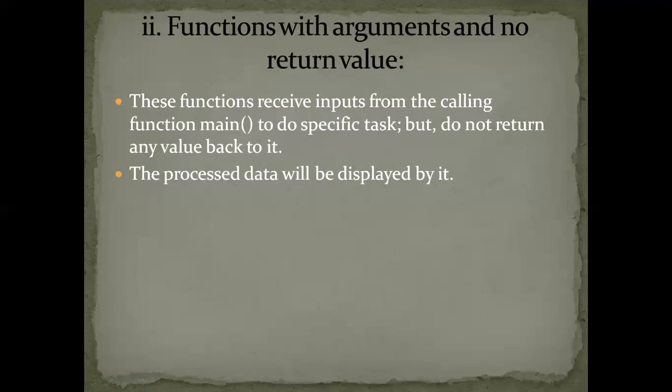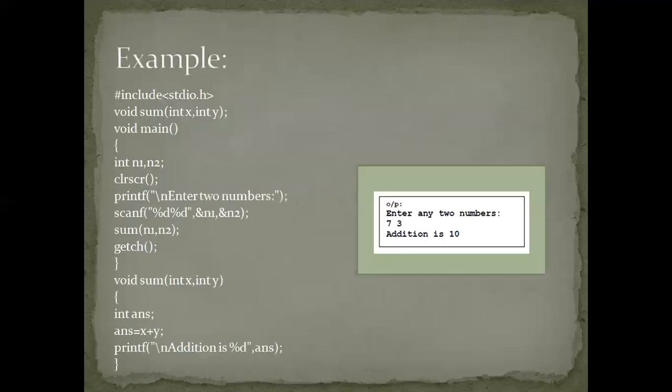So when it receives the argument but does not return any value back, the processed data will be displayed by it, whatever the operation it is going to perform. Finally we are going to get the data, and that output we are going to display on the monitor. So we'll see one example, the same example of addition of the two numbers, for this particular category.